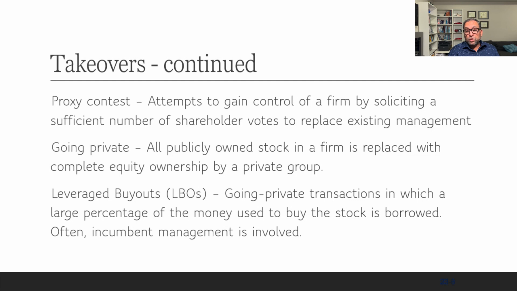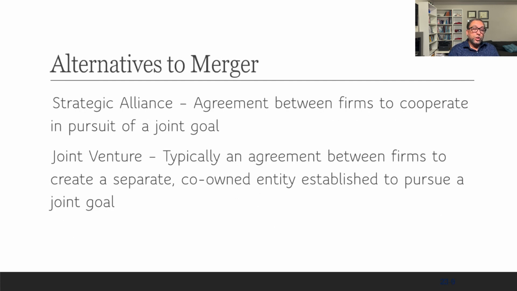A leveraged buyout means that you borrow money and buy the stocks in order to get control of that firm. It is a going private transaction in which a large percentage of the money used to buy the stocks is borrowed. Often incumbent management is involved. Like if the existing management wants to buy the ownership because they don't want to be replaced or kicked out of the corporation. So what they do, they say, okay, if you are selling it to the other party, why not sell it to us, and we're going to buy it by borrowing money from the banks or financial institutions.